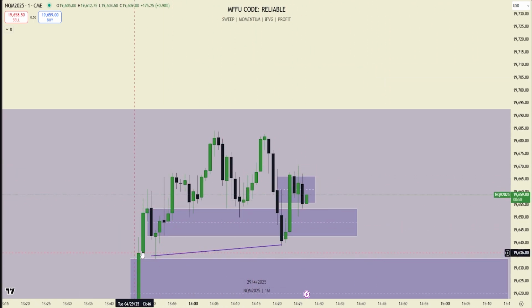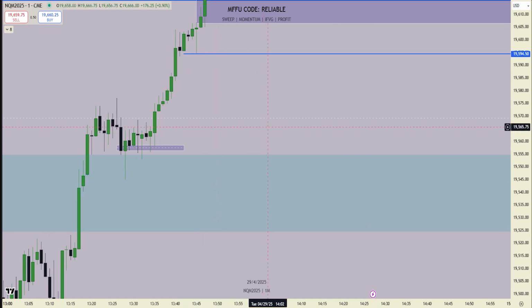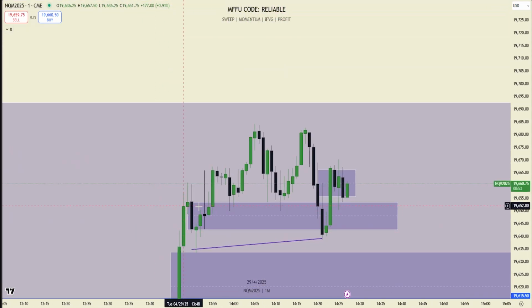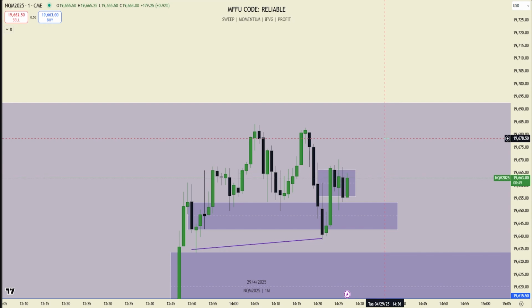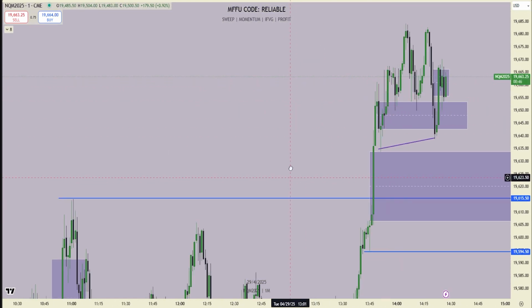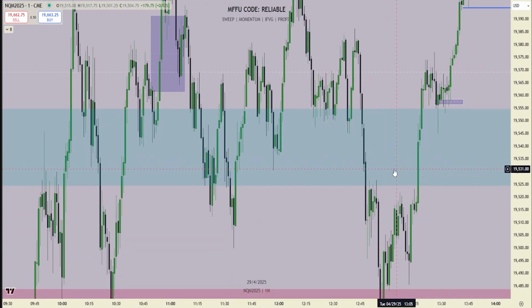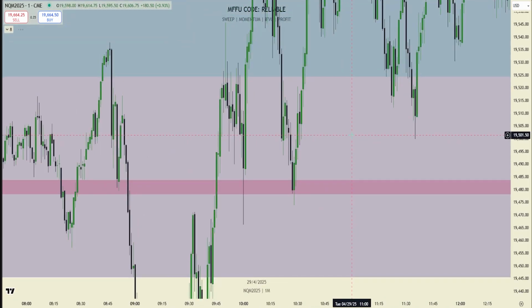Honestly, the better ones occur at the extremities of the range, in tandem with an inverse and a reversal setup, usually at 10 a.m. or whatever. So this one's not the best example, but if we get one, I'll show you a good one, or if I can go back here and point one out, I will.